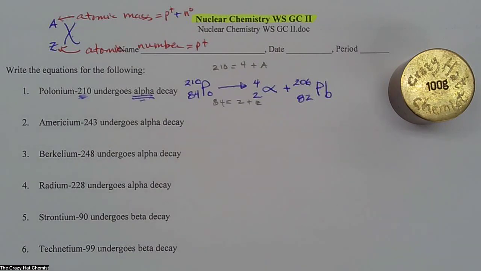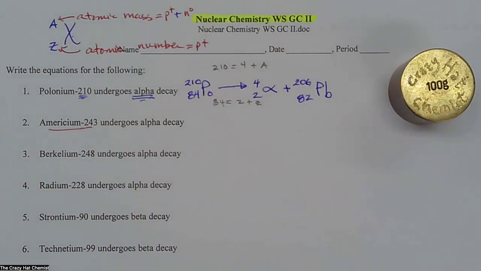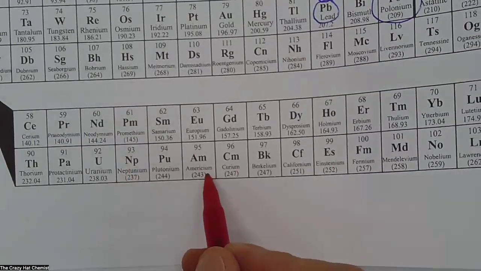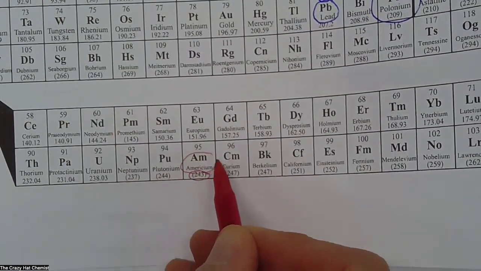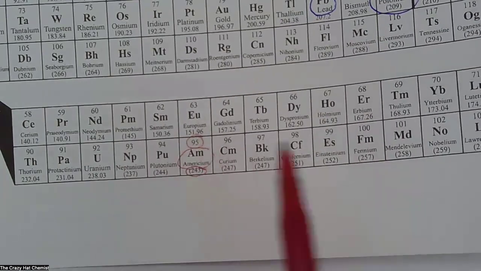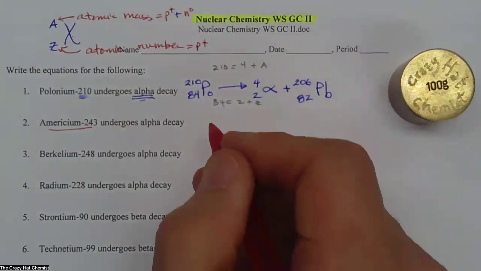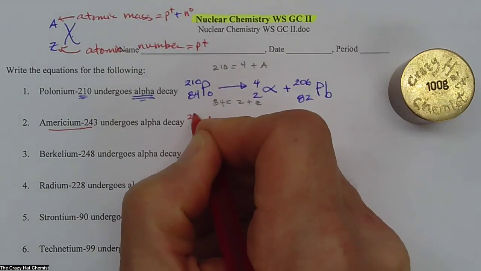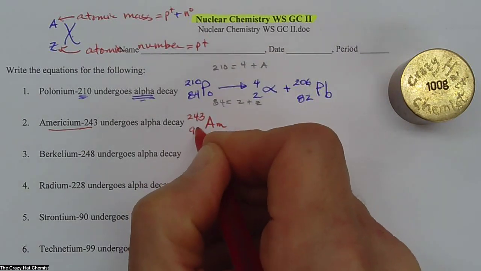I'll do this one in a different color so that you can clearly see this. This is americium. That is 243. So I'm going to look on my periodic table for an element that is close to a mass of 243, and it just so happens to be 243. That's americium, and that is element number Z of 95. So that is Am 243, element number 95.